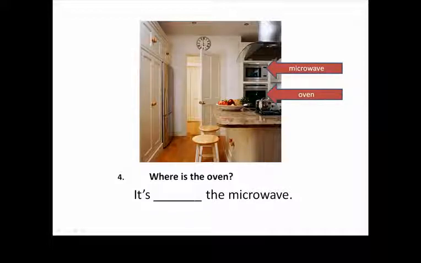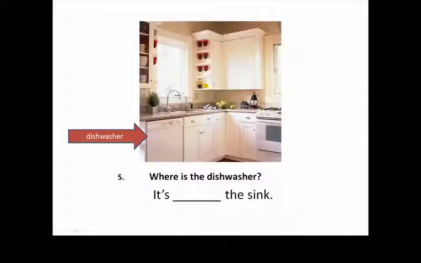4. Where is the oven? It's under the microwave. We can also say it's below the microwave. 5. Where is the dishwasher? It's next to the sink. We can also say it's to the left of the sink.